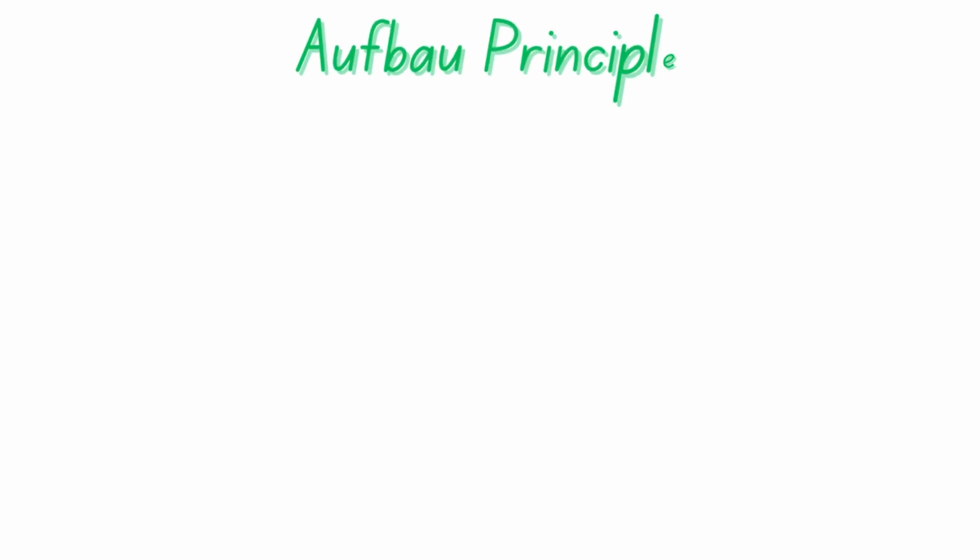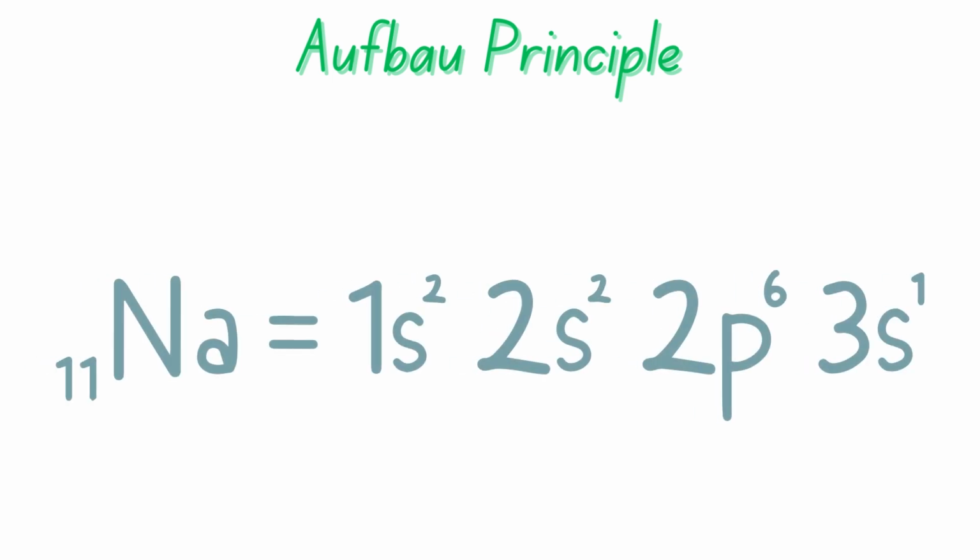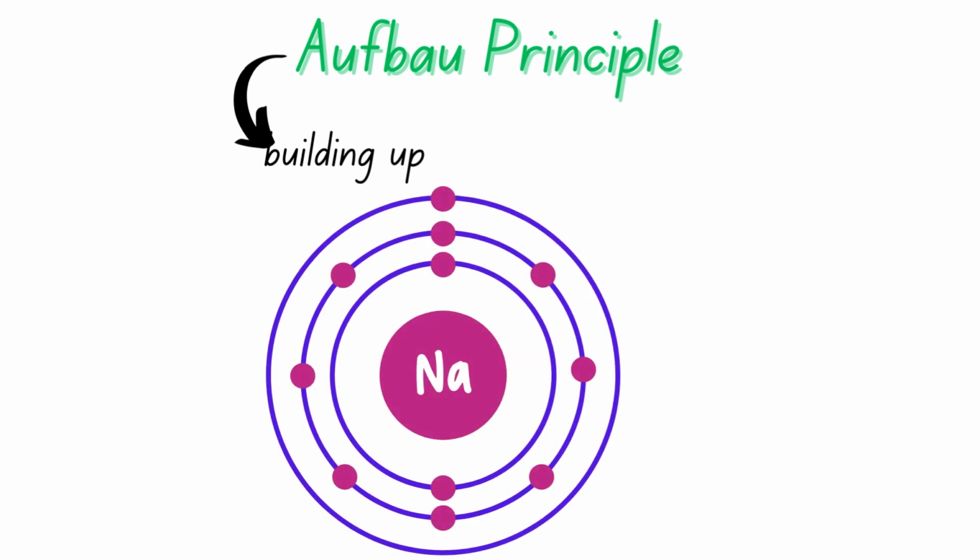In this lesson, we're going to learn about Aufbau's principle. So, what is the Aufbau principle? The Aufbau principle is a guideline used to determine the electron configuration of atoms. The term Aufbau is German for building up, and it reflects how electrons occupy orbitals in an atom, starting from the lowest energy level and moving upwards.